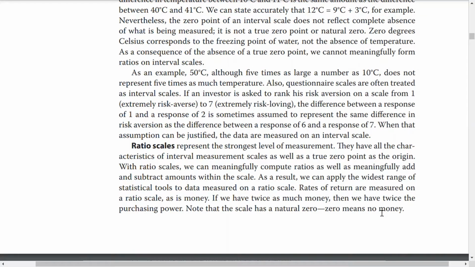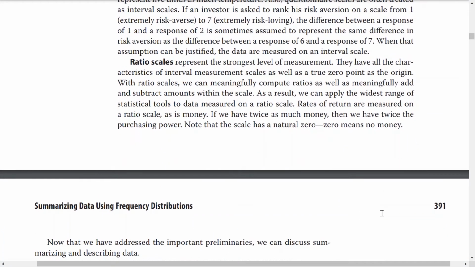Ratio scales represent the strongest level of measurement. They have all the characteristics of interval measurement scales as well as a true 0 point as the origin. With ratio scales, we can meaningfully compute ratios as well as meaningfully add and subtract amounts within the scale. As a result, we can apply the widest range of statistical tools to data measured on a ratio scale.